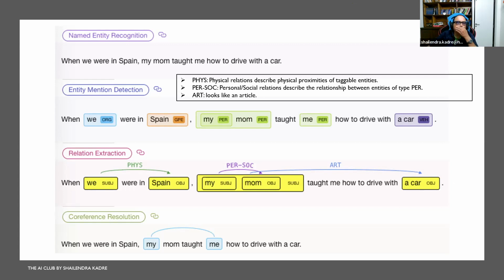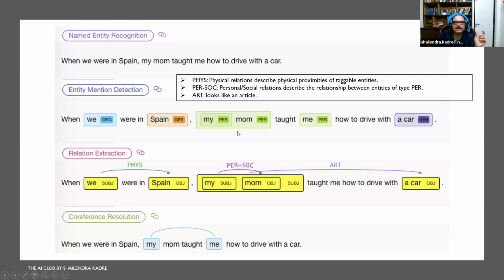See a sentence here: when we were in Spain, my mom taught me how to drive a car. First of all, we do named entity recognition. So we see "we" is represented; they want to tag "we" as an organization. Spain is a GPE, a geographical entity. Then "my" is representing a person entity, "mom" is again a person entity, "me" is again a person entity, and "car" is representing a vehicle entity.